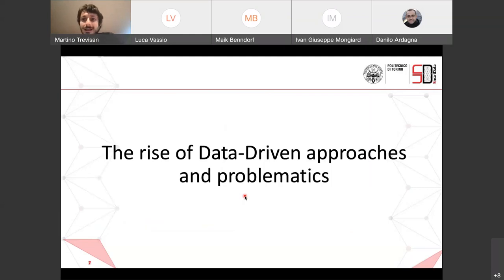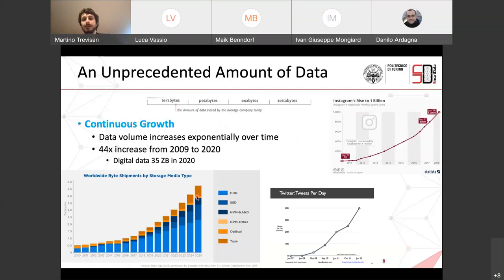So let's start from understanding why there is a lot of data now on the internet, in IT systems. The amount of data worldwide has increased a lot. Some years ago, we were talking about terabytes. Now there are petabytes, exabytes, and we are living in the era of zettabytes. And between these measures, there are three orders of magnitude, so the data are exploding.